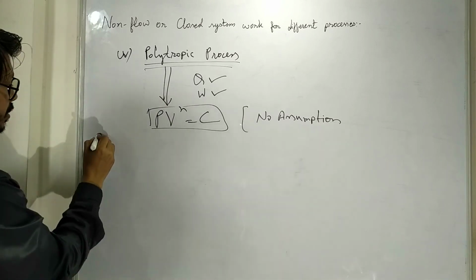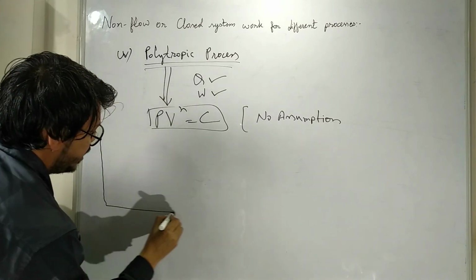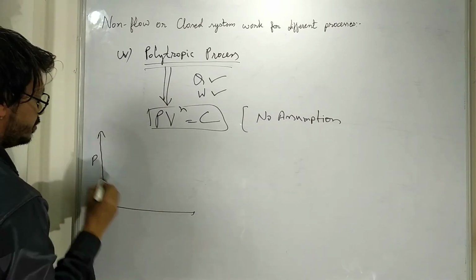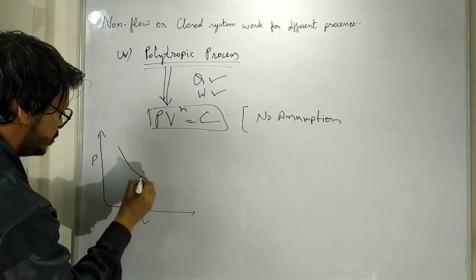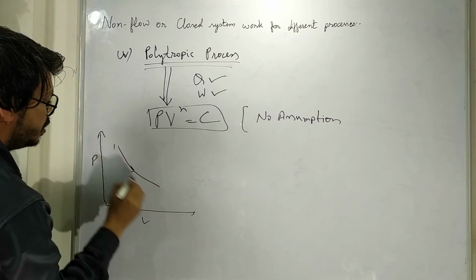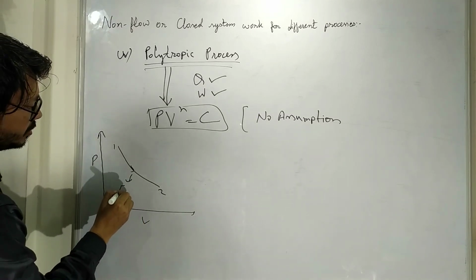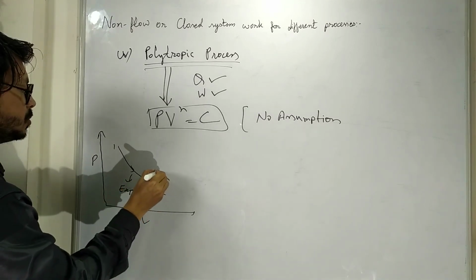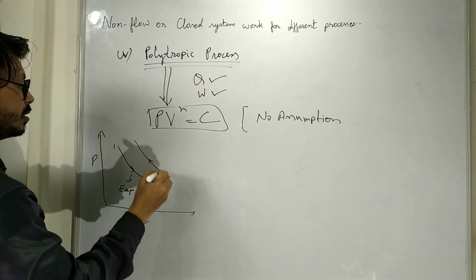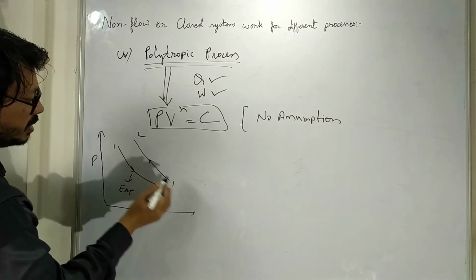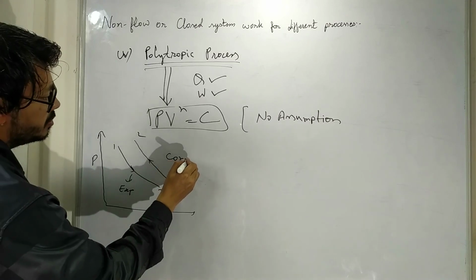Now this is the PV diagram for the polytropic process. From 1 to 2 there is an increase in volume, so it is expansion. And 2 to 3, sorry, 1 to 2 this, there is a decrease in volume, so compression.